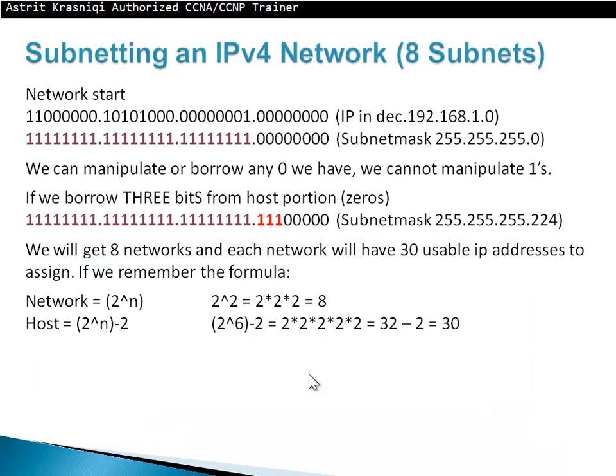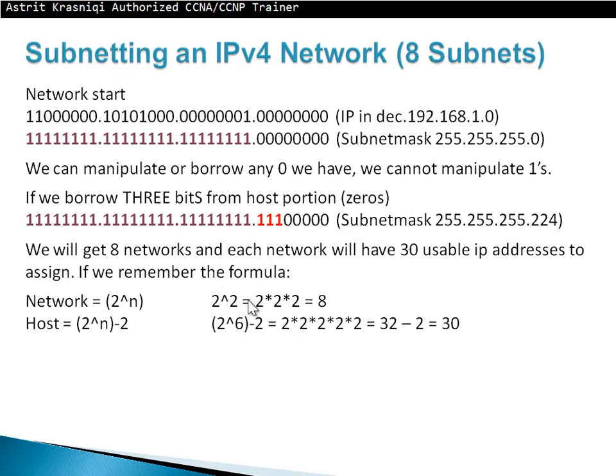Right, now again let's look at the subnet, what we did. If we borrowed 3 bits, the subnet mask has changed to 255.255.255.224, and if we borrow 3 bits, we will get 8 networks, and each network will have at least 30 usable IP addresses. Now, if you look at the network formula, it was 2 to the power n, and the host formula was 2 to the power n minus 2.